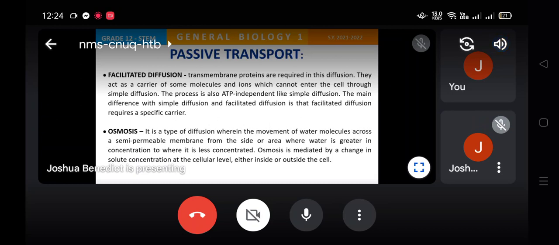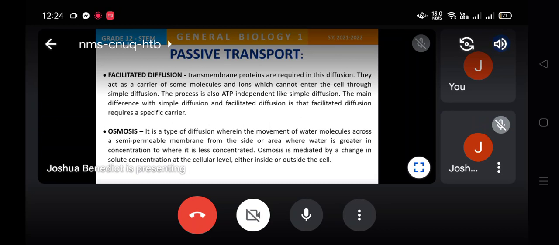So again, difference is simple diffusion kay facilitated diffusion. Simple diffusion, just the particles moving from higher concentration to lower concentration, go with the flow. Facilitated diffusion, meron kailangan mag-assist, may magfa-facilitate pa mismo ng movement ng particles. Okay? Then you have osmosis.